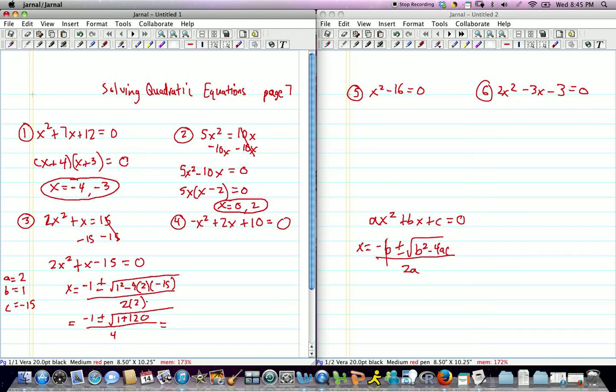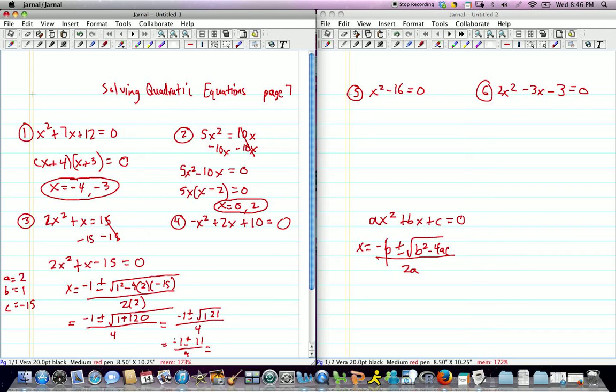I simplify this further. I get negative 1 plus or minus, I add the 1 and the 120 and I get 121 under the square root, and then I get 4. Now the square root of 121 is 11, so I simplify that, so I get plus or minus 11 over 4. And then I go ahead and do the plus or minus. So when I say do the plus or minus, I mean do the plus first and then do the minus.